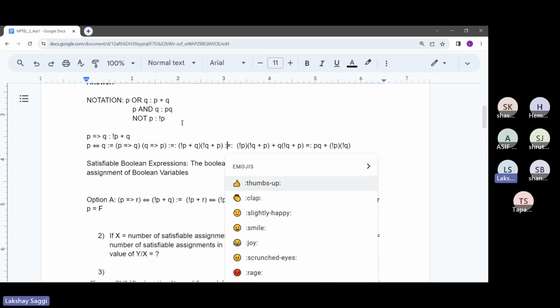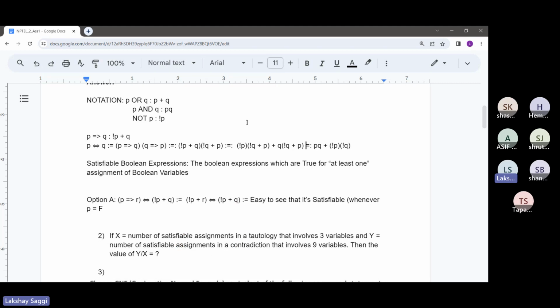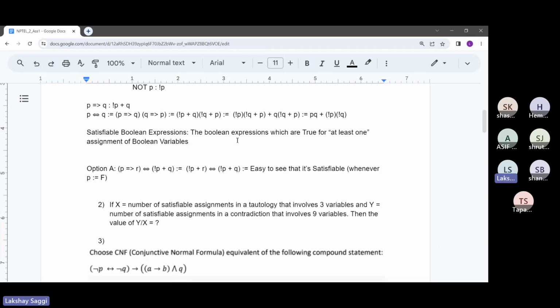I'm just changing the symbols a bit. Nothing fancy. I just want the notation to be consistent across the document. So what we have actually shown here is that option A is satisfiable. Maybe I'll just highlight that since it's the answer. Yes. And it is satisfiable as we can see, whenever P is false.